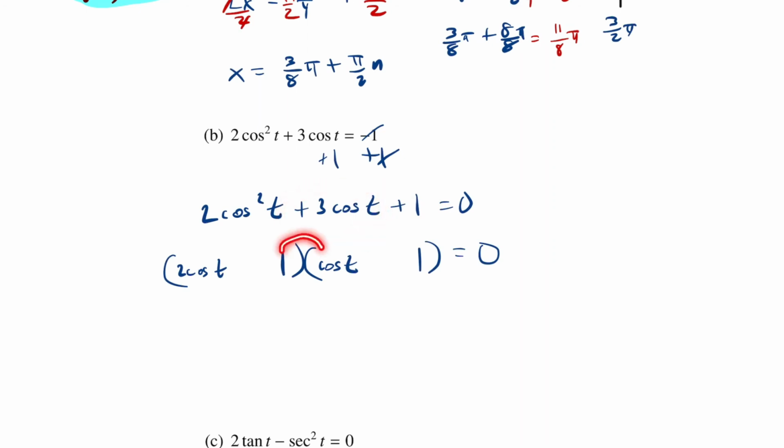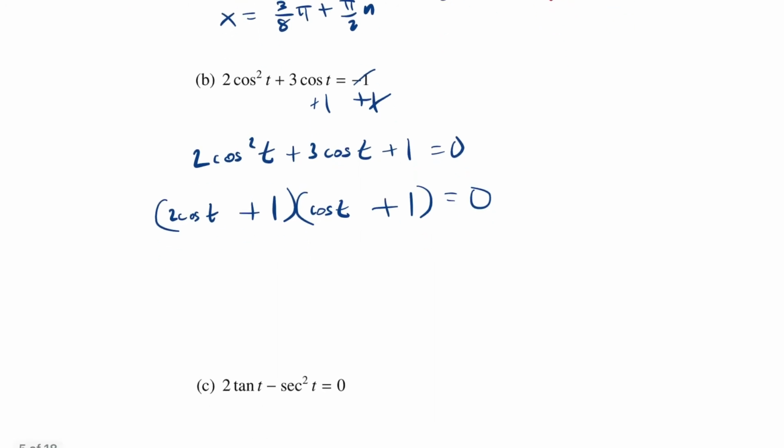All right, now you set these equal to 0 and solve. Set this factor equal to 0, solve. Here you're going to get cosine t equals negative 1/2 if you subtract 1 and divide by 2. Over here you'll just get cosine of t is equal to negative 1. So now you look at your unit circles. I'll start with this one.